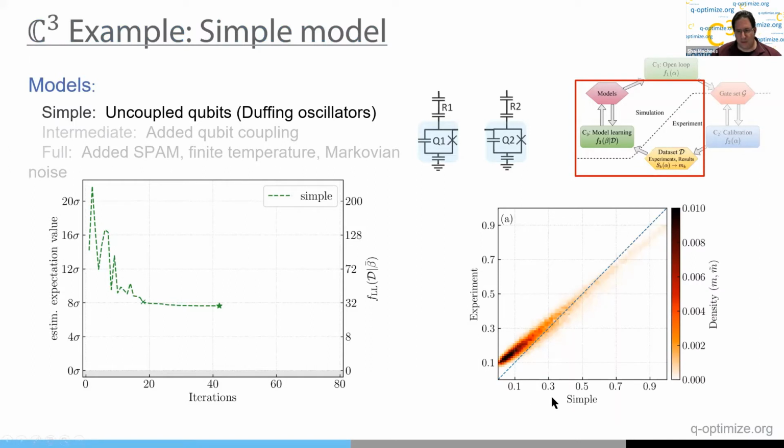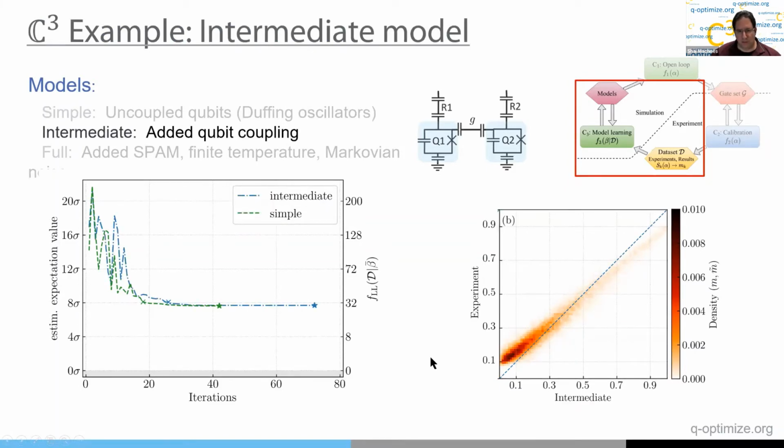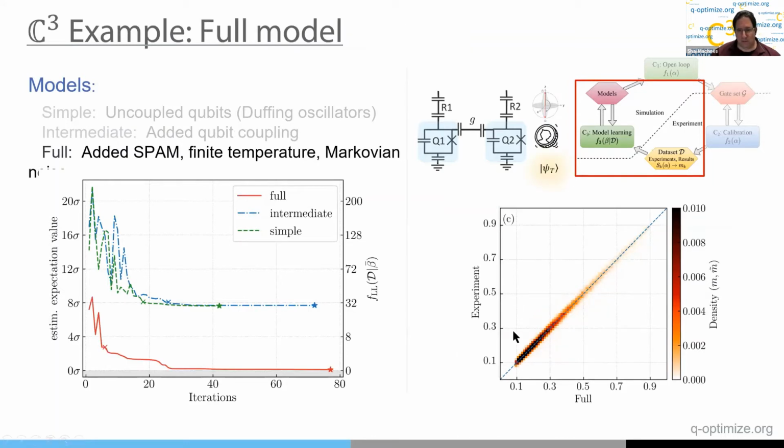And we can see here, again, if we have the experiment and the model, there's quite a clear mismatch between them. If we then progress to the slightly better model where we couple the two qubits, there is some improvement, but it's not much better, and we can't really get lower than around 8 sigma. And when we put in the full model, you can see that you have a very good match between simulation and experiment, and you go down to essentially 0 sigma, meaning this is as good as can be expected.